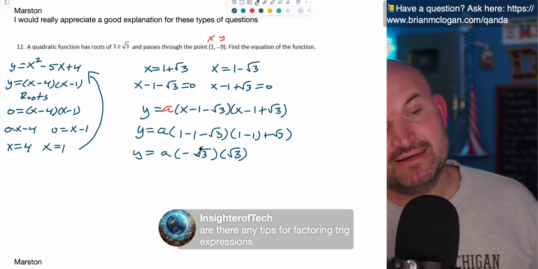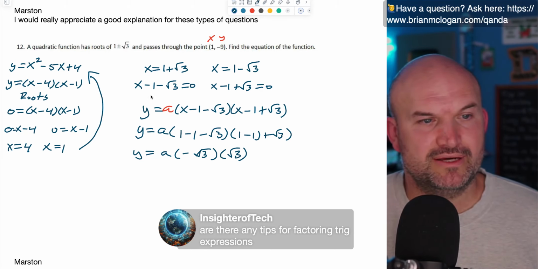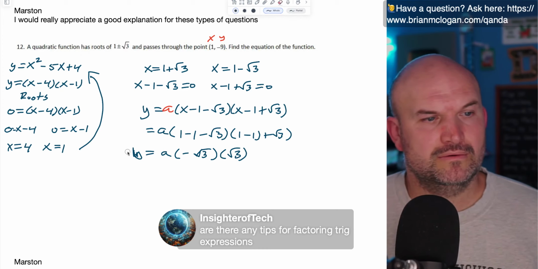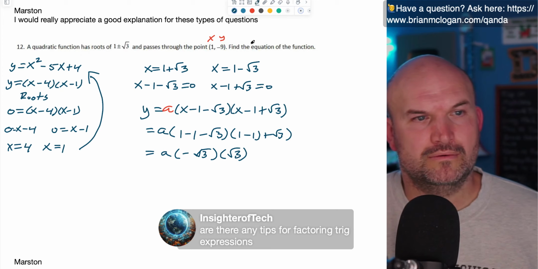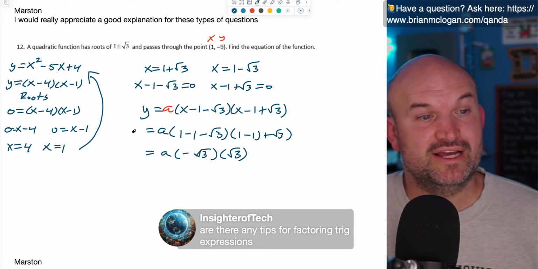Well, negative square root of 3 times the negative square root of 3 is, oh, shoot, that's supposed to be a 9. Sorry about that. Let's eliminate this. Yeah, so that's supposed to be a 9. So that's supposed to be a -1. Oh, -9.